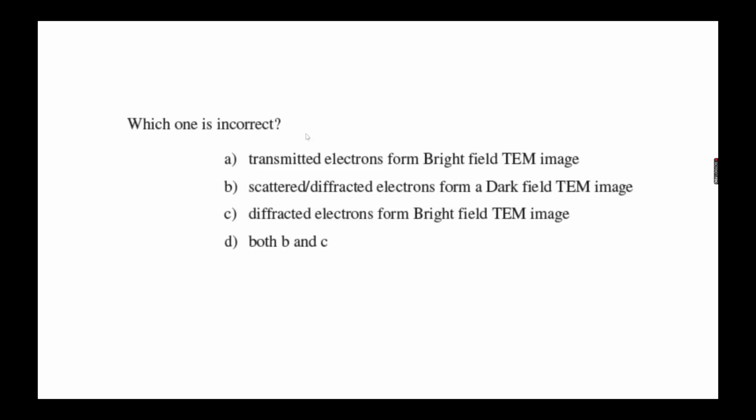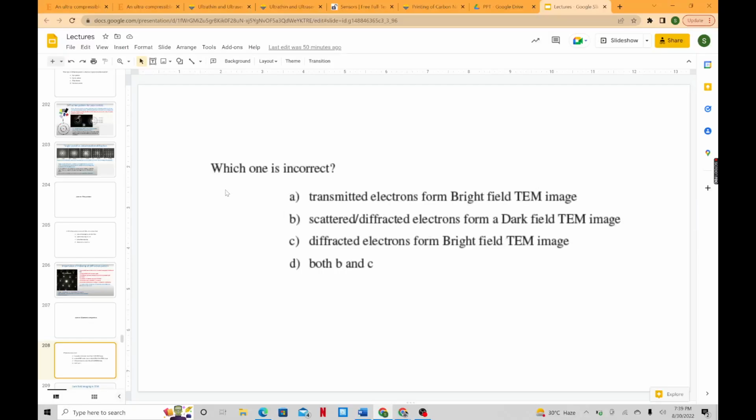So which one is incorrect? Transmitted electrons form a bright field TEM image, scattered electrons form a dark field TEM image, diffracted electrons form a bright field TEM image, and B and C. So what do you think, which one will be wrong? Answer A. Okay, answer A.